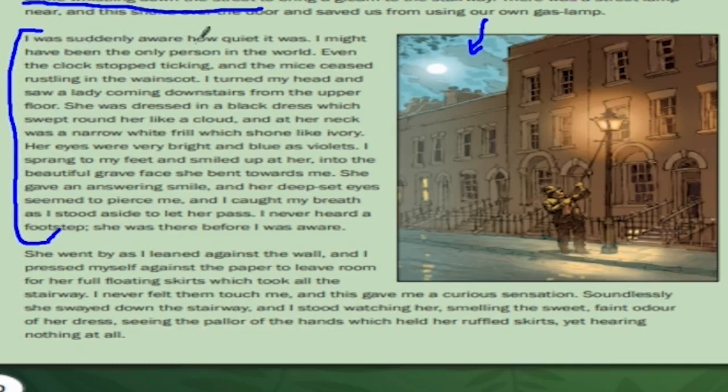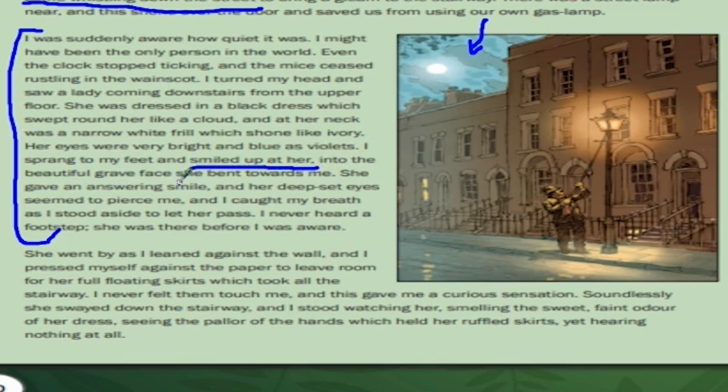"I was suddenly aware of how quiet it was. I might have been the only person in the world. Even the clock stopped ticking, and the mice ceased rustling in the wainscot. I turned my head and saw a lady coming down the stairs from the upper floor. She was dressed in a black dress which swept around her like a cloud, and her neck was a narrow white frill which shone like ivory. Her eyes were very bright and blue as violets. I sprang to my feet and smiled up at her into the beautiful grey face."